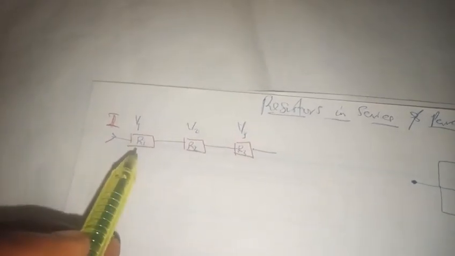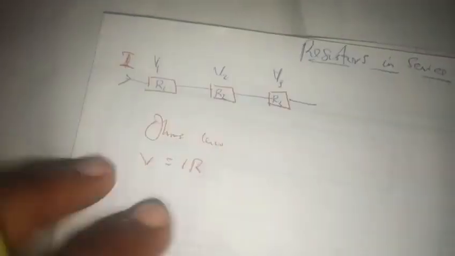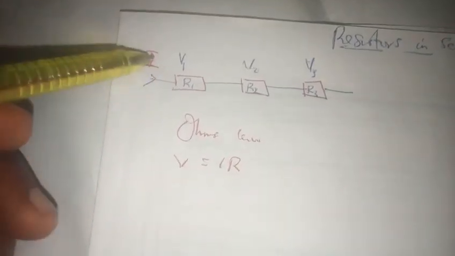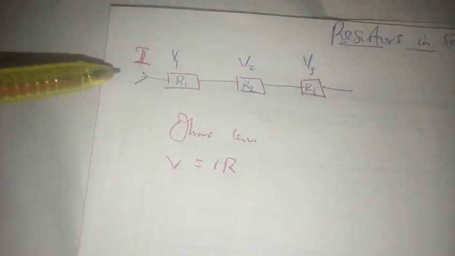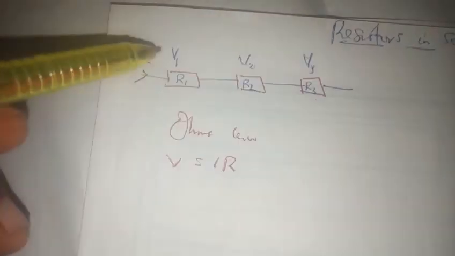In this case we can now say, using Ohm's law, V is equal to IR. So you can see that the total voltage passing through the circuit, the total voltage V, is equal to V1 plus V2 plus V3, right?